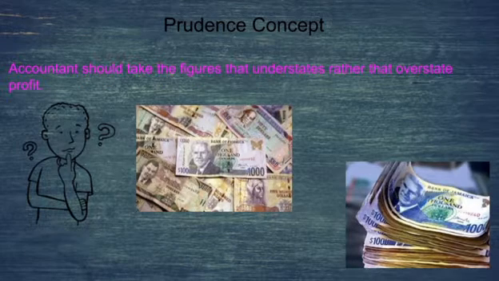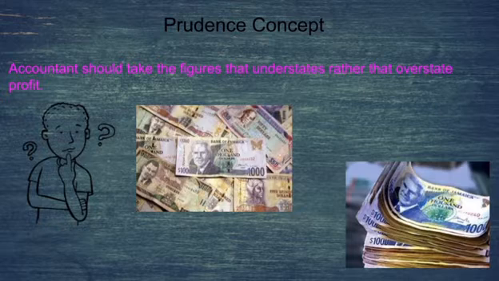The prudence concept ensures that assets and income are not too high and liabilities and expenses are not too low. This is because it implies that accountants should take the figures that understate rather than overstate.